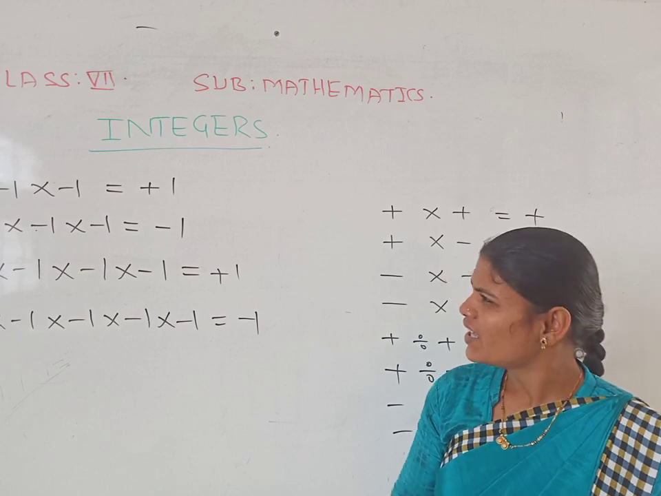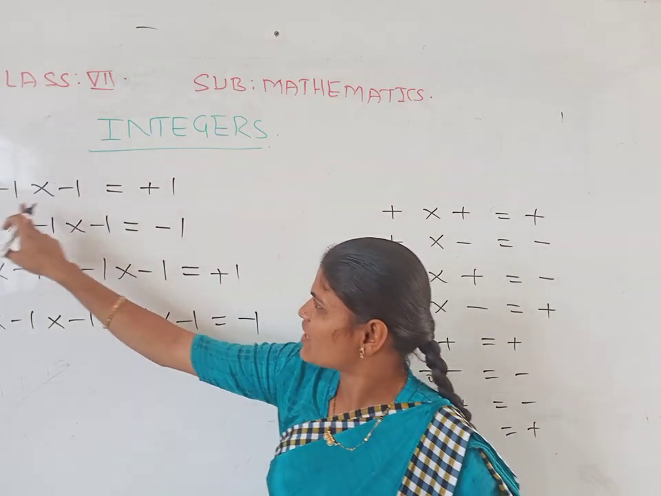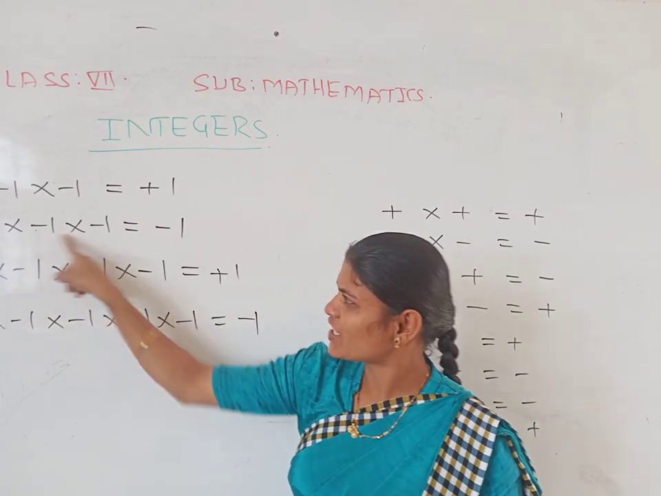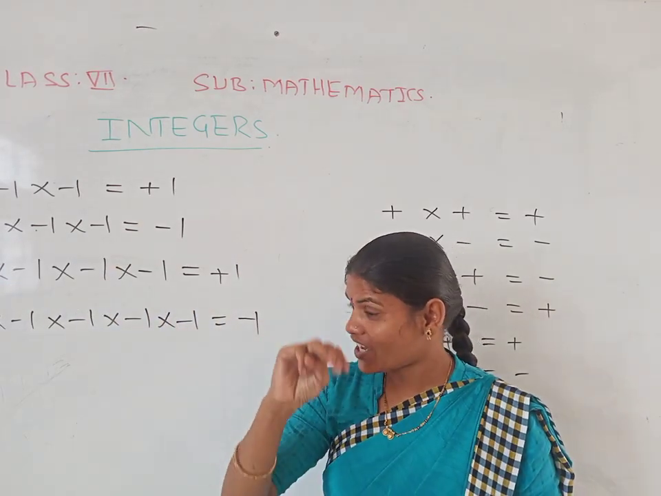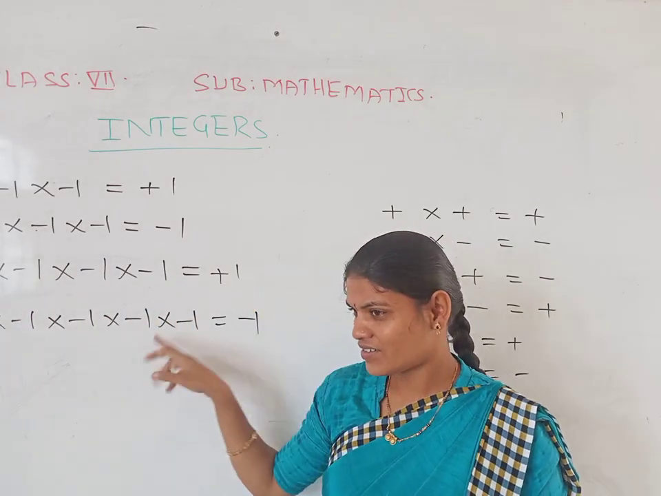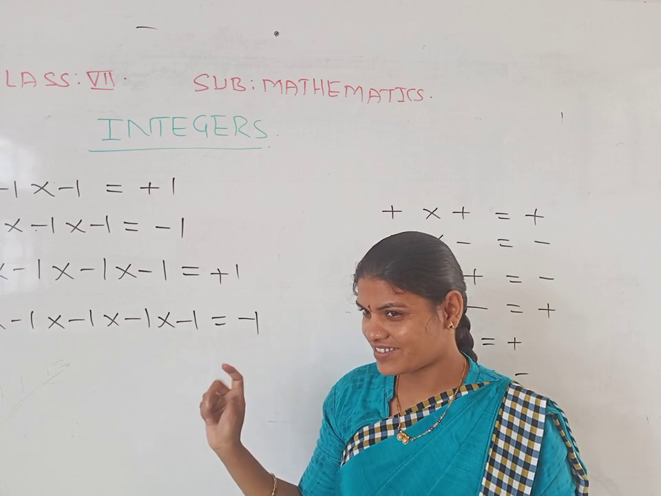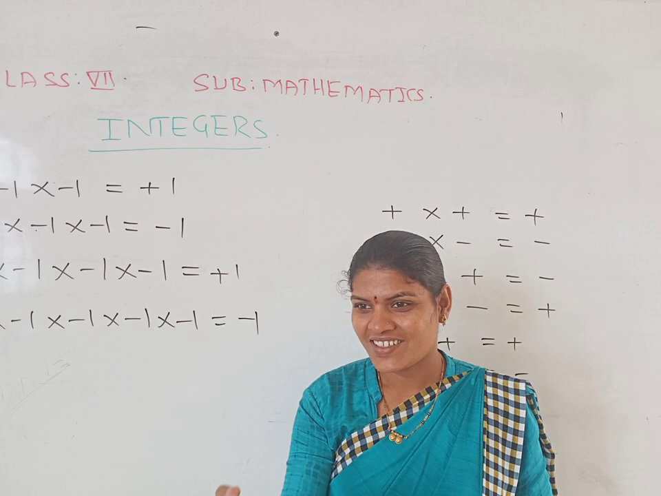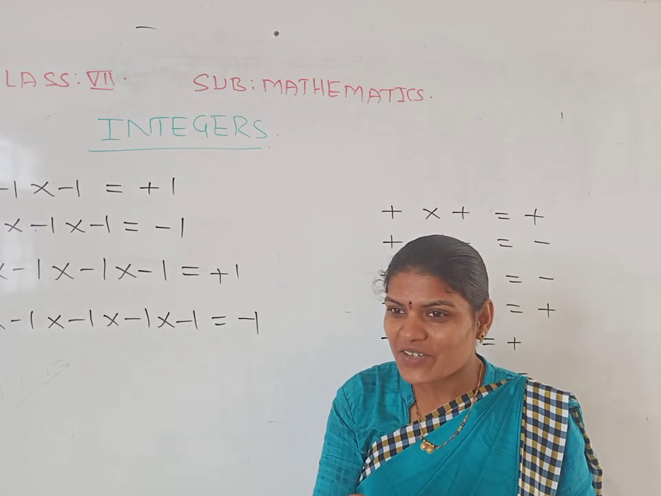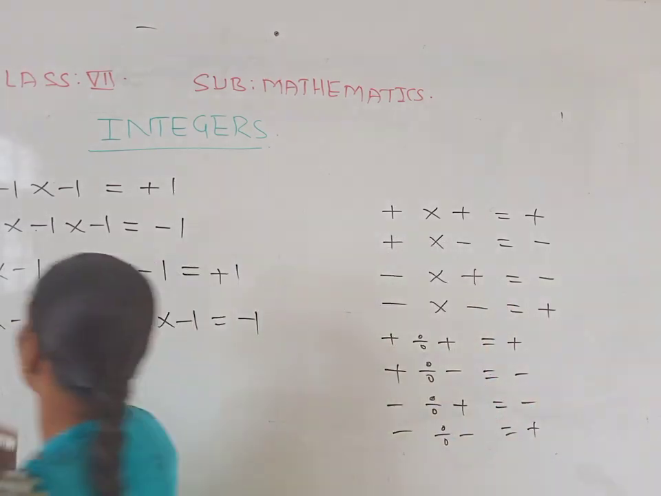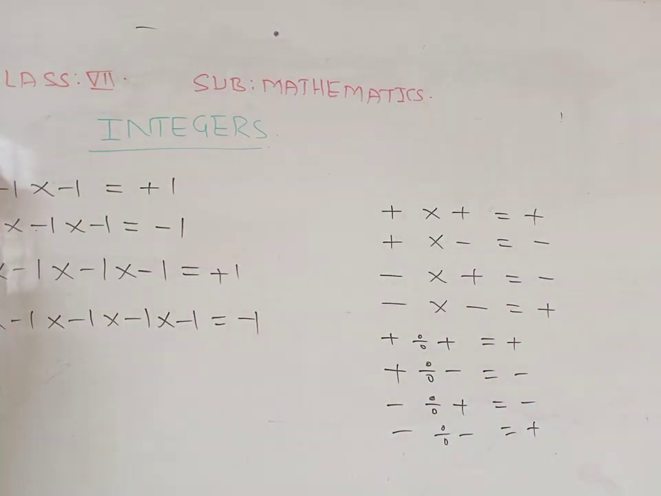Think of just here: minus 1 multiplied how many times? 2 times. Here minus 1 multiplied how many times? 3 times. Here, how many times? 4. Here, 5 times. What is the difference here? Even number of times and odd number of times. Are you getting it here? Minus 1 you are multiplying an odd number of times.